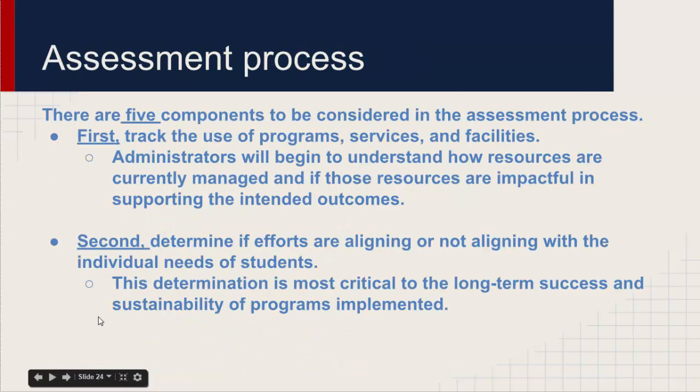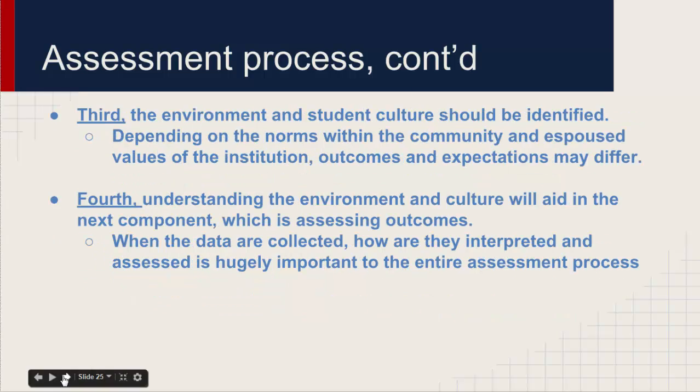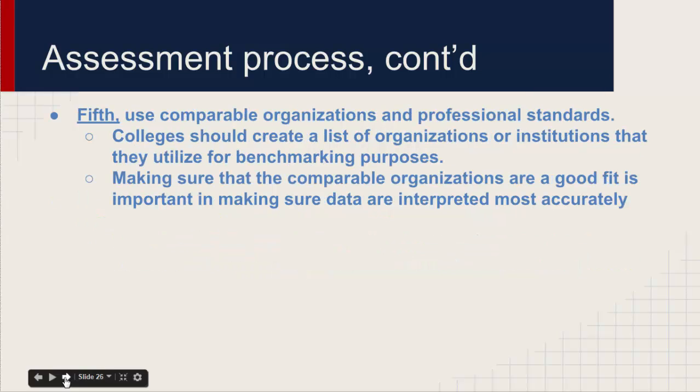The process should include tracking. It should be aligned with the individual needs of the students. The environment of the student culture should be identified. Fourth, understanding the environment and culture aids in assessing the outcome. Data collection, and how the data are interpreted, is important. And fifth, through the assessment process, we should use comparable organizations and professional data and standards to help us.